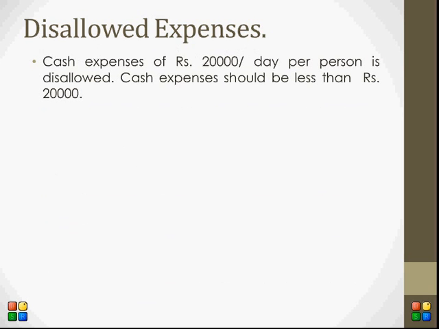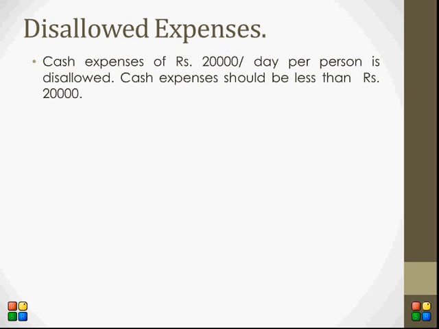So next one is disallowed expenses. Cash expenses of more than rupees 20,000 per day per person are disallowed. Cash expenses should be less than 20,000. That means if you are paying cash to a person against expenses, and if the cash amount is much more than 20,000 rupees, then that expense is disallowed. Disallowed means it is added back to the income.